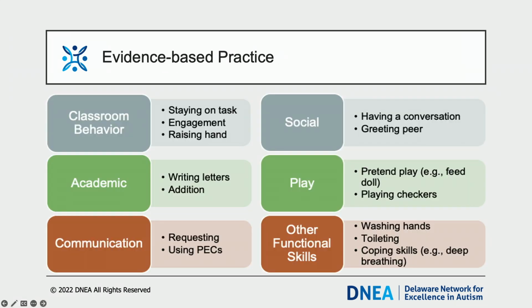Visual supports are an evidence-based practice as determined by national reviews of the literature in autism practices. They can support most areas of functioning. They can support specifically classroom behaviors such as staying on task and engaged, or knowing when to raise your hand. Visual supports can also be used for communication, such as requesting items. Socially, visual supports can be used for having a conversation, greeting a friend in play. In addition, visual supports can support any type of functional skills, such as washing hands, toileting, or learning different types of coping skills.